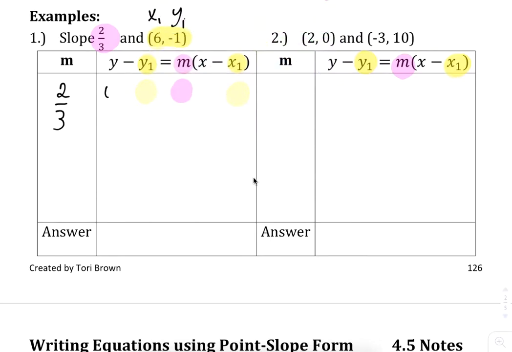Okay, I'm going to do y minus a negative 1. That's because my y is a negative number. Equals my slope 2/3. And then parenthesis x minus 6. I don't have a negative there because my 6 is positive. The negative is a subtraction sign and it comes out of the formula.